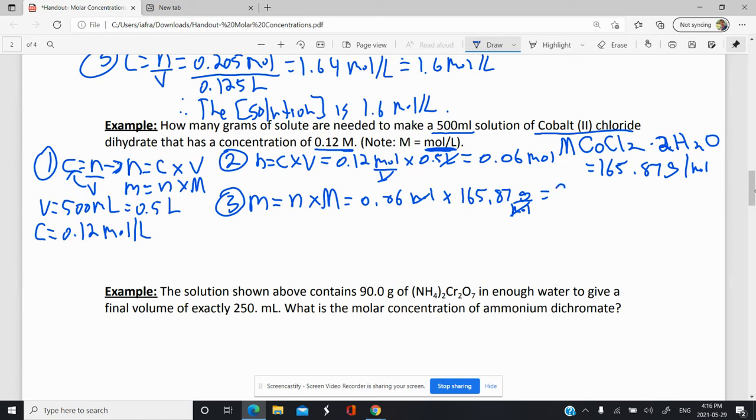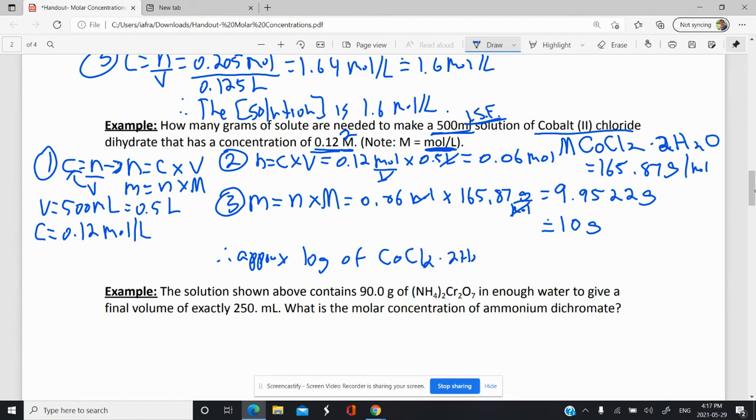And we get about 9.9522 grams, which is approximately, we need to go to one sig fig, because here we had one significant figure. And this is 2 here, so 1 is the smallest number of sig figs there. So it looks like we're rounding up to about 10 grams. So therefore, approximately 10 grams of the cobalt 2 chloride dihydrate are needed to prepare this solution.